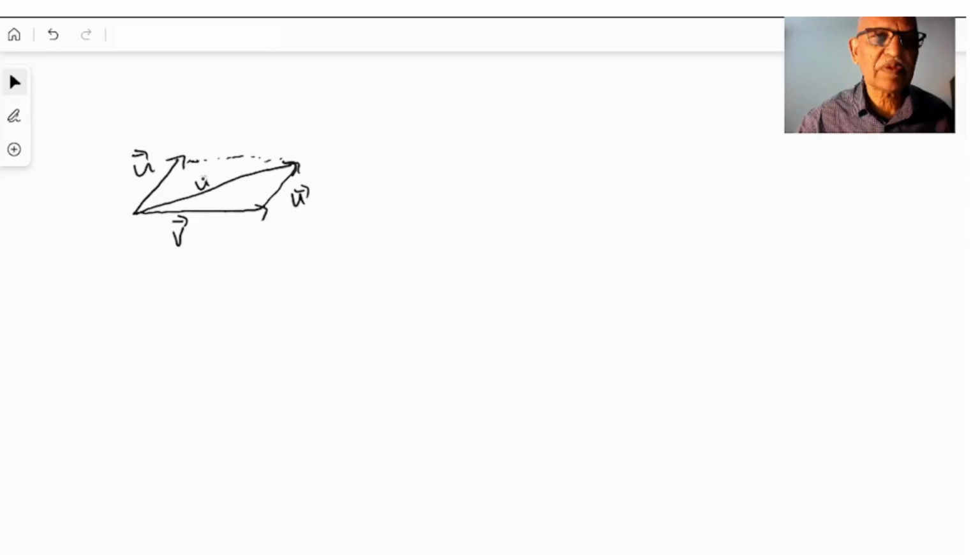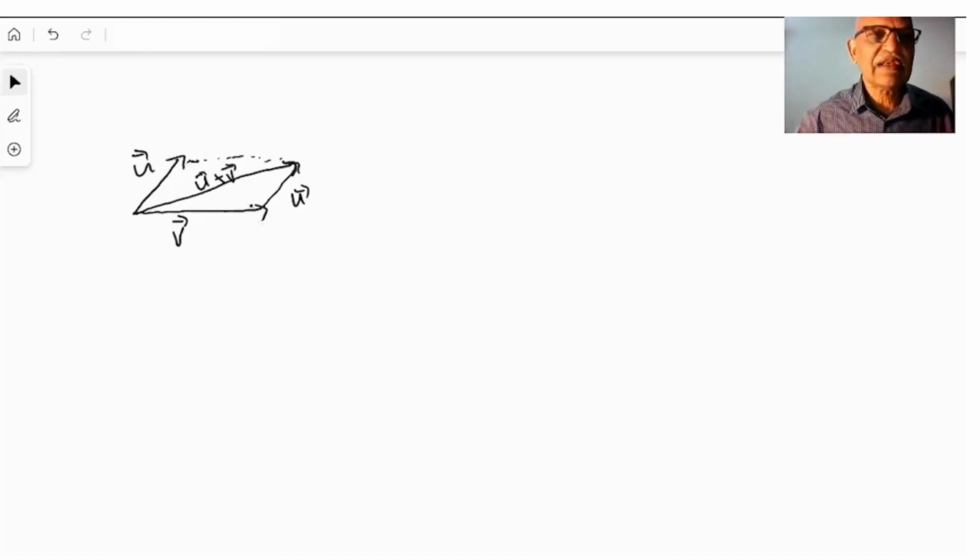This will be u plus v. So u plus v, it was a triangle before and then it became a parallelogram here. So the resultant will be u plus v. To find the resultant, we always use the cosine law.